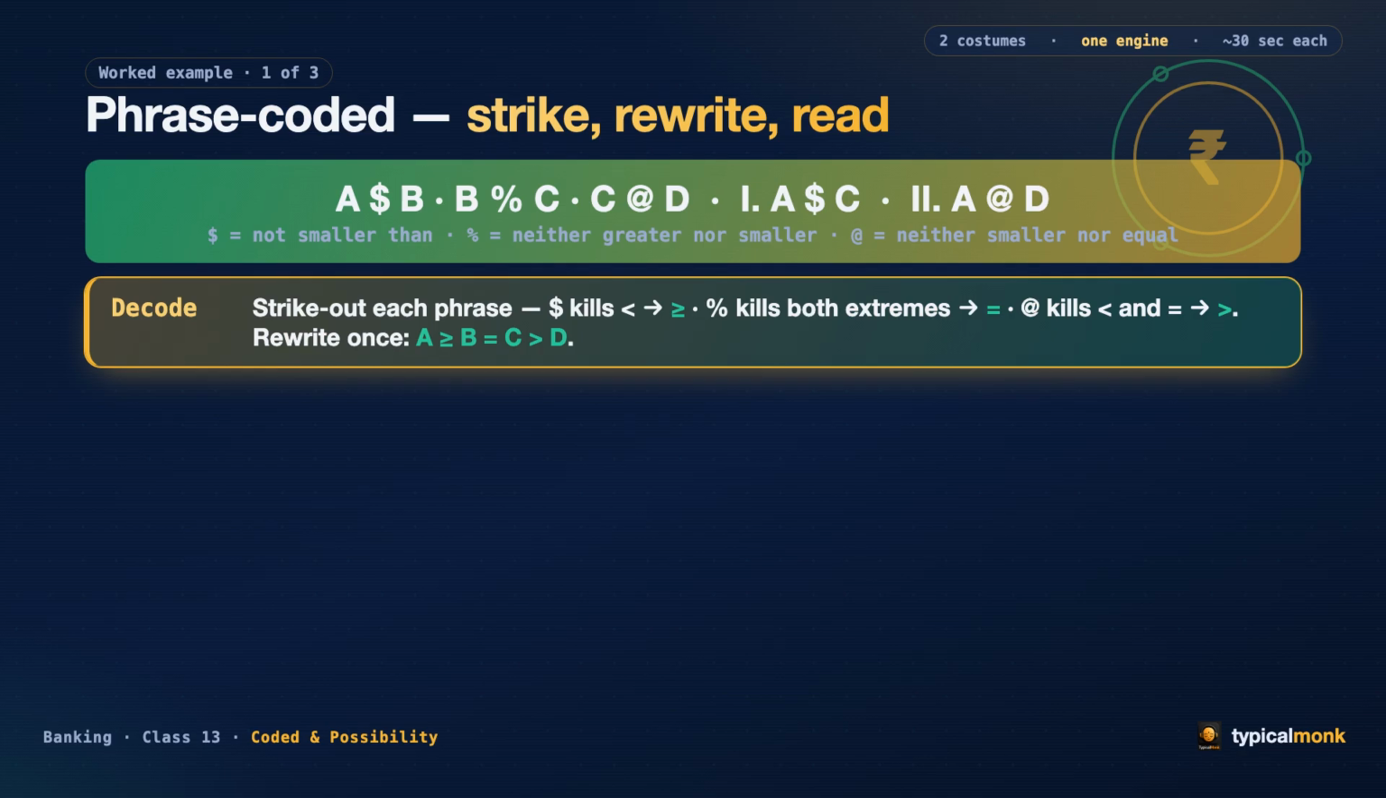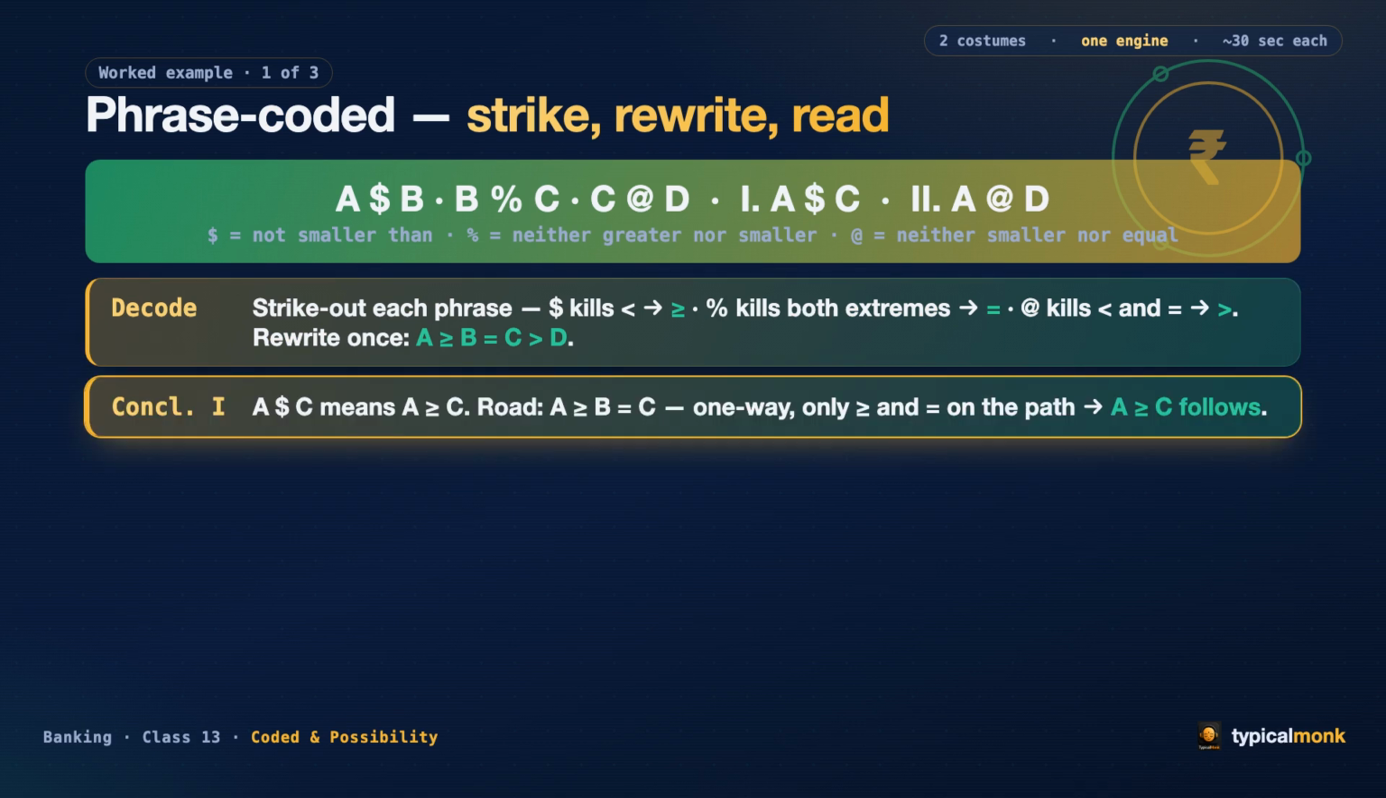Percent kills both extremes. Equal survives. At the rate kills less than and equal, greater than survives. Rewrite once: A greater than or equal to B, B equal to C, C greater than D. Step 2. Conclusion 1. Dollar C, meaning A greater than or equal to C.